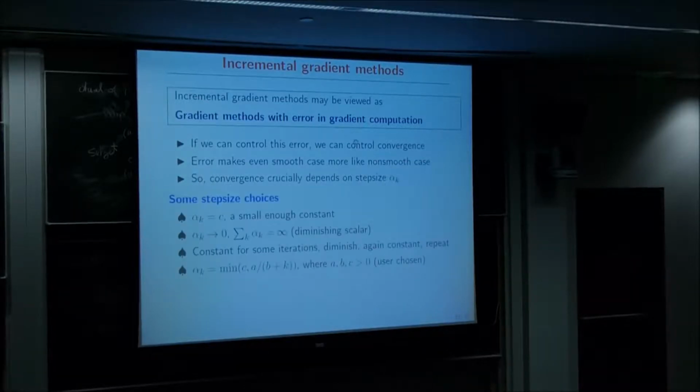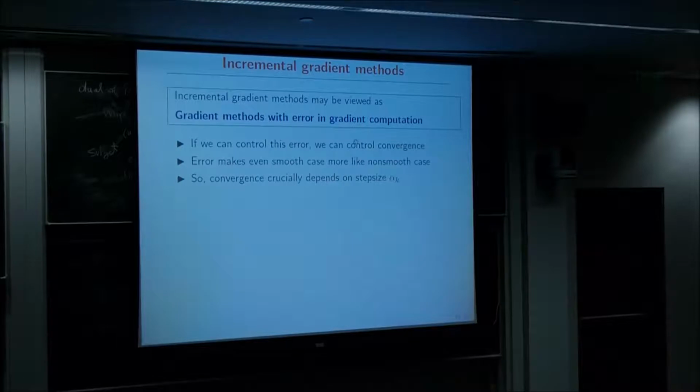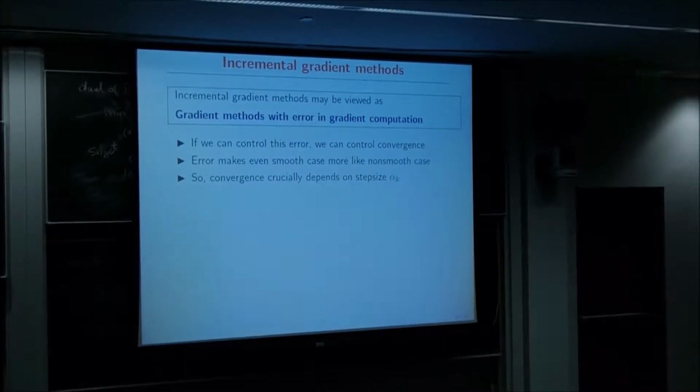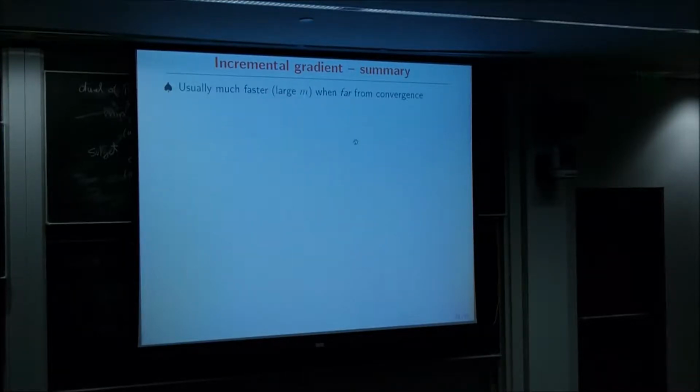Anyhow, another important thing to note here is that because of the presence of errors, even a smooth problem typically behaves more like a non-smooth problem. So the convergence analysis starts depending very crucially on step sizes and so on. But I will talk about some explicit methods which manage to make stronger assumptions but then also give stronger conclusions.